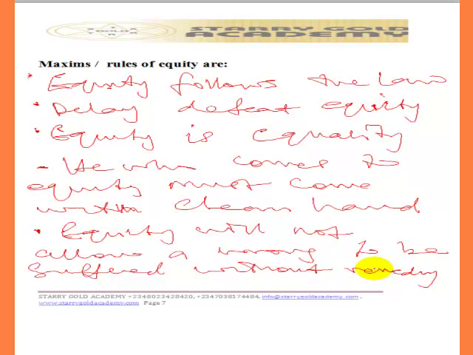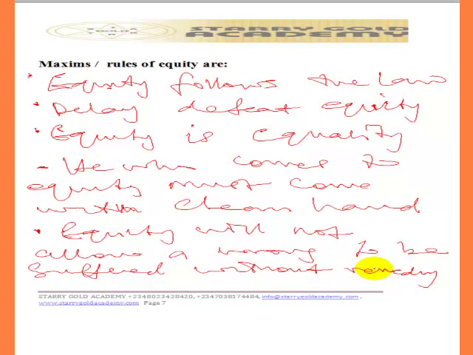So equity follows the law means that equity will only come to assist you after you must have been to the common law court and you are not satisfied. Equity is only following the law. It's not at the front. The law is at the front. Number 2, delay defeats equity. It means that if you have been to the common law court and you are not satisfied, you quickly come to the Court of Equity. If you delay, then the decision of the Court of Common Law will be executed on you.